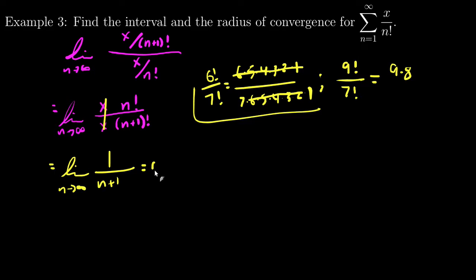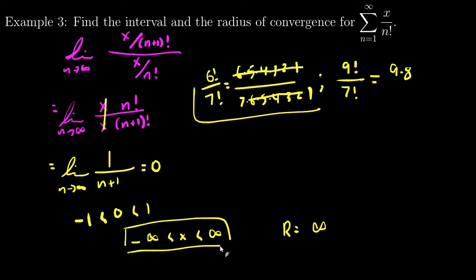This limit is equal to 0, because as n approaches infinity, the denominator gets larger and larger. And you ask yourself, for what x values is 0 between negative 1 and 1? And the answer is all real numbers. So the interval of convergence for this, because this limit goes to 0, is negative infinity less than x less than infinity. And the radius is infinitely large. It covers all real numbers, because regardless of what real number we put in for x, x to the n over n factorial converges.